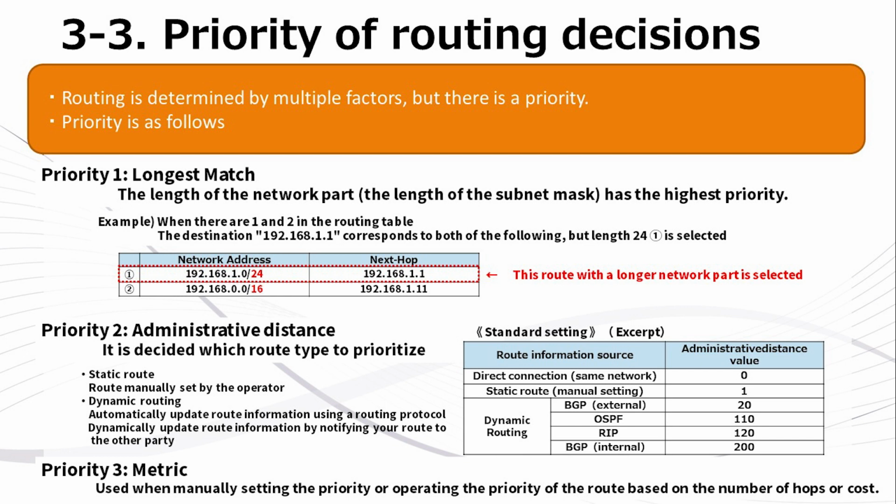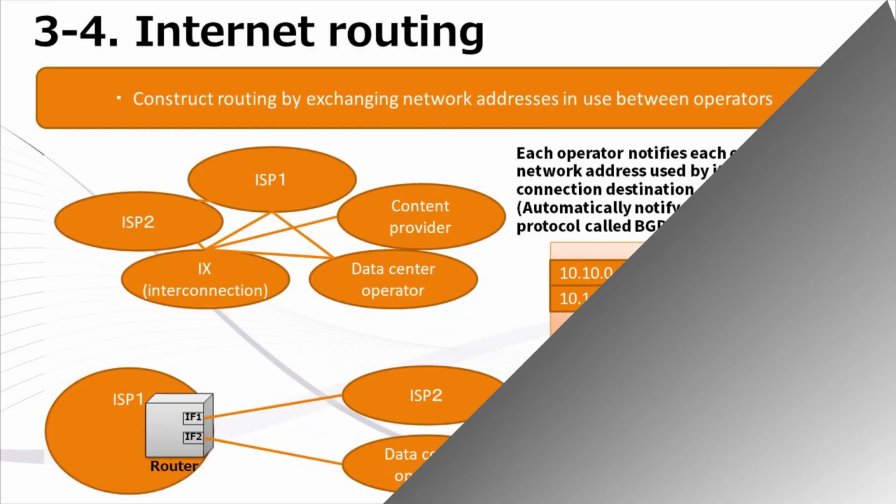The second priority is administrative distance. This means that the priority will change depending on the set route type. Directly connected networks have the highest priority, followed by manually configured routes, or static routes. Next is the route obtained by dynamic routing. The third priority is metrics. This is used to set the priority manually or to manipulate the priority of the route by the number of hops or the cost. Now let's move on.